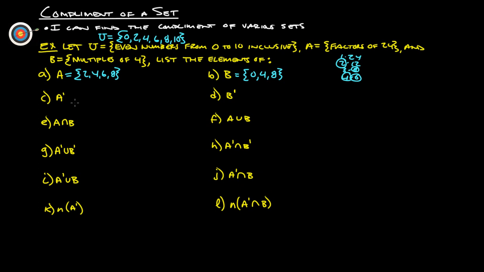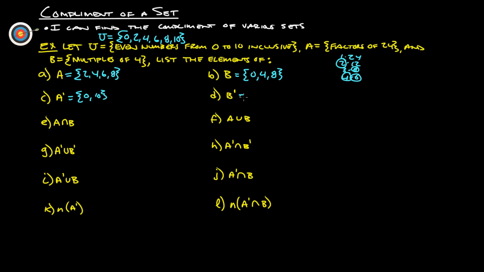A prime is going to be everything that is not in A, but is in the universal set. So basically the stuff that got left out. We got 2, 4, 6, 8. We left out 0 and 10. So that's going to be A prime. And the way to check that is, is the universal set covered by everything in A and in A prime? Yep. 0, 2, 4, 6, 8, and 10. So that's A prime.